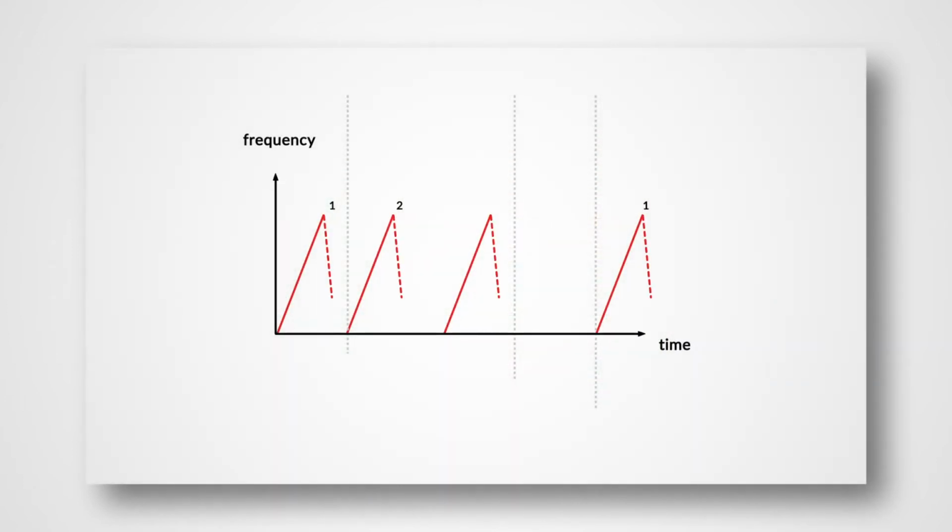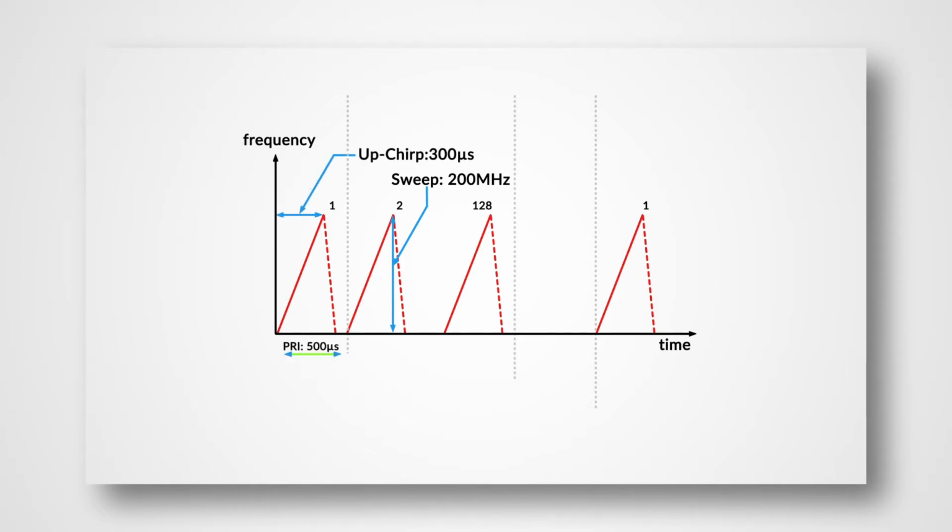The classification of targets is performed on a two-frame basis. In one frame, 128 pulses are transmitted, each sweeping a band of 200 MHz over an up-chirp duration of 300 microseconds. The pulse repetition interval amounts to 500 microseconds. Hence, the acquisition time is 64 milliseconds. The frame repetition interval is 200 milliseconds.